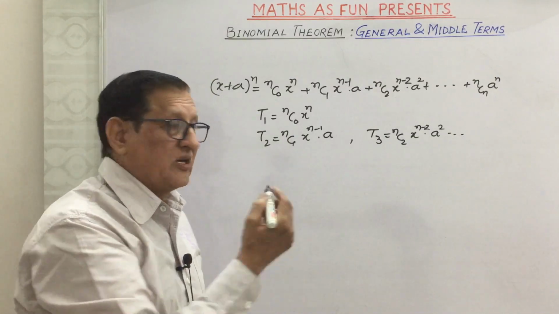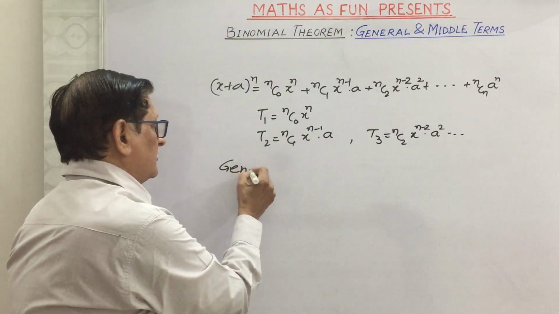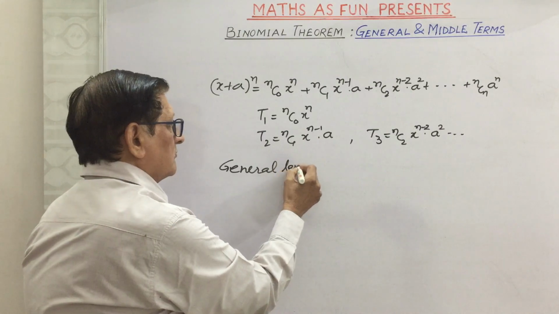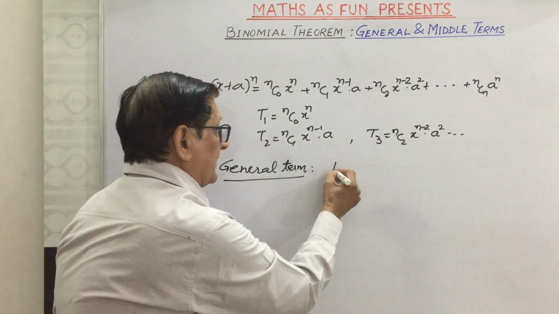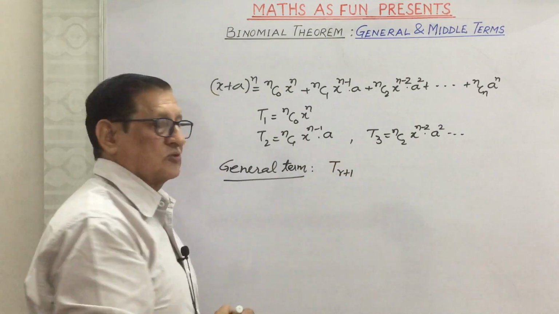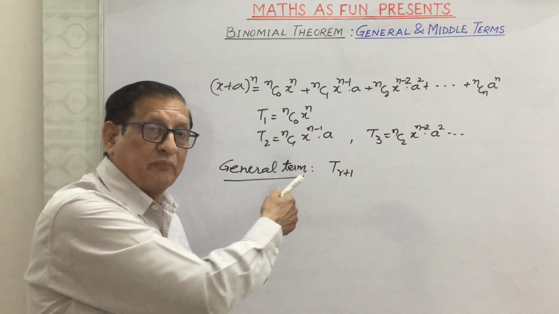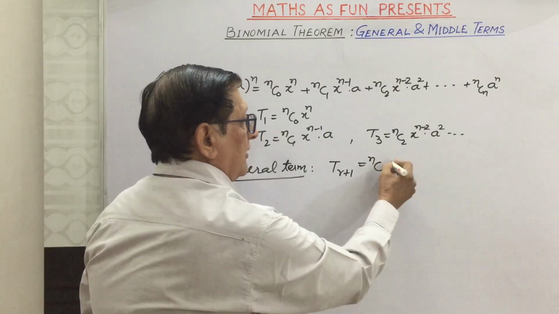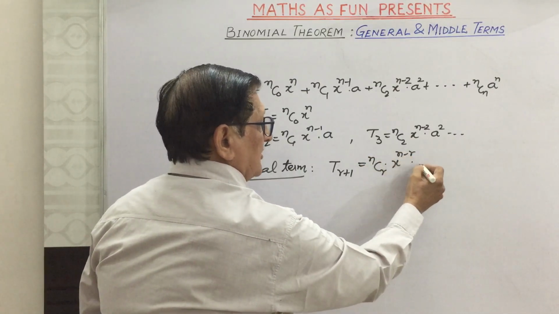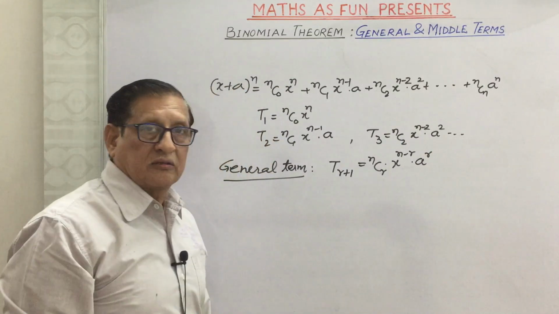It means we can say that the general term in this expansion can be taken as t(r+1), the (r+1)th term, that will be nCr x^(n-r) a^r.